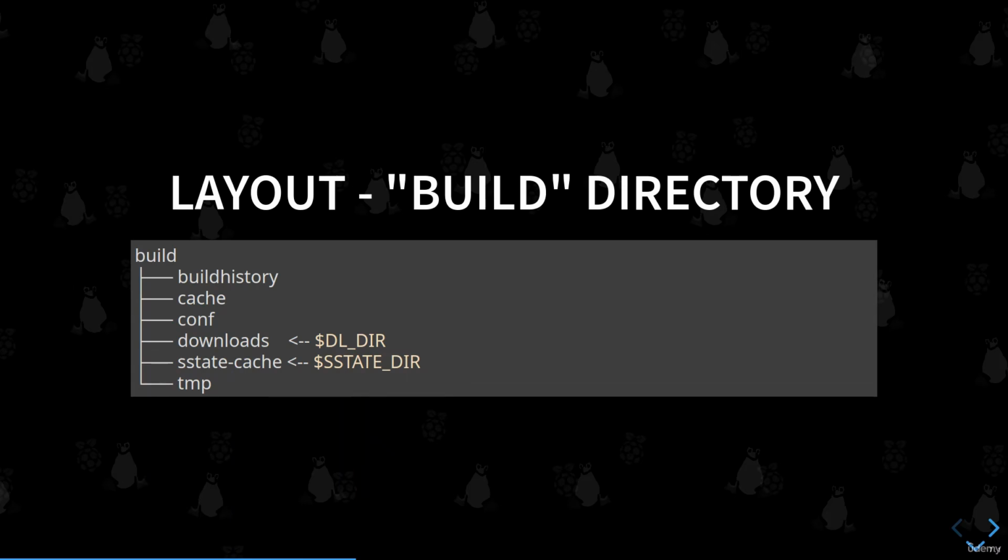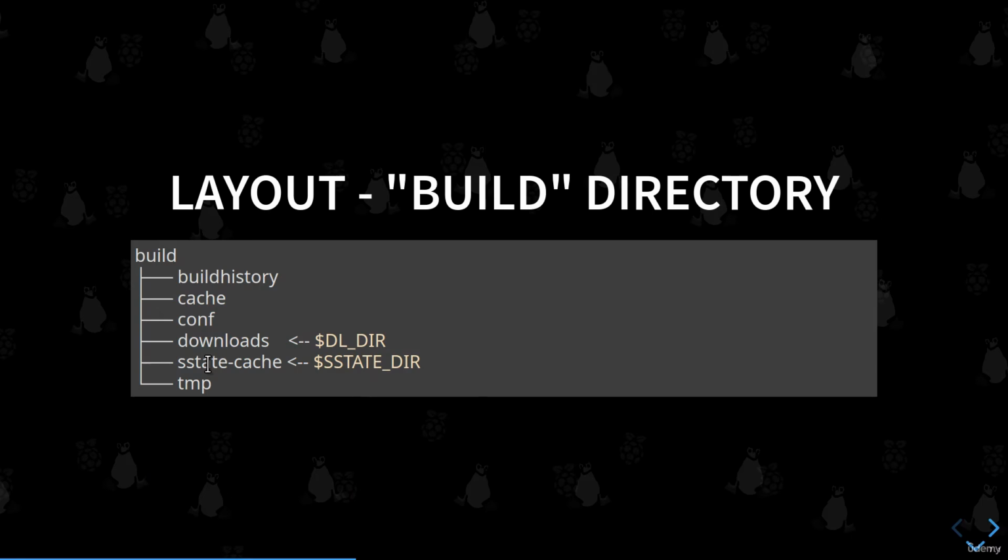Let's now go through the folder layout. So we already know the build folder. We have the conf directory, which contains the local.conf and the bblayers.conf file. The buildhistory basically just is a log of the build commands created by Bitbake. Now by default, if you don't specify the download directory or the sstate directory, those directories are created inside the build folder and have these names.